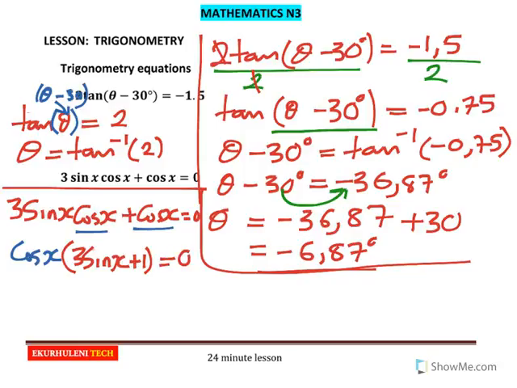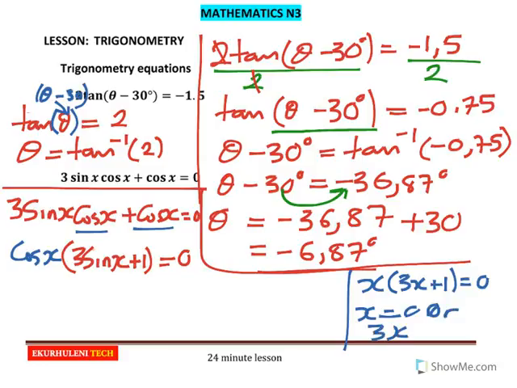When you have done that, it means, just like in any given equation, for example, if they say x times 3x plus 1 equal to 0, you're going to say x is equal to 0 or 3x plus 1 equal to 0. Then you solve for x. The same thing you do with cos. You're going to say here cos x is equal to 0 or 3 sine x plus 1 equal to 0.